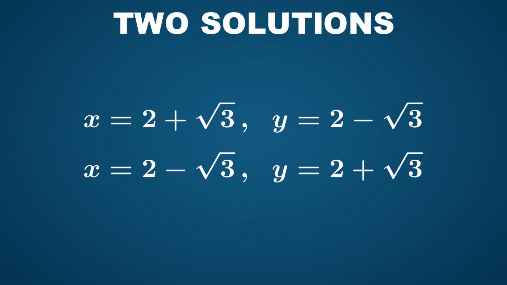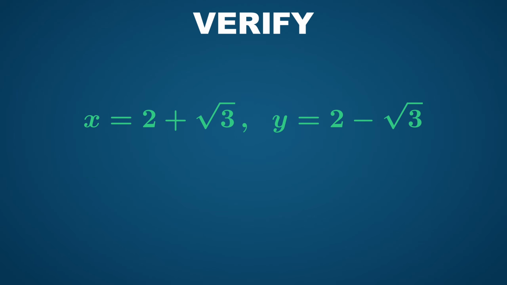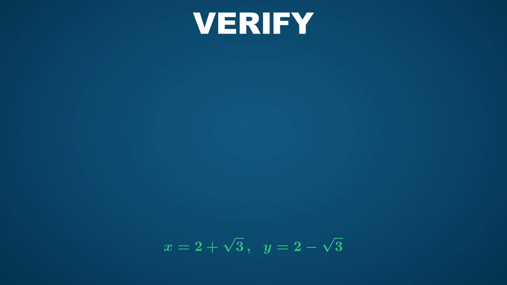We have successfully identified 2 distinct solution pairs. The first complete solution is x equals 2 plus the square root of 3, and y equals 2 minus the square root of 3. The second complete solution is x equals 2 minus the square root of 3, and y equals 2 plus the square root of 3. To guarantee accuracy, we will verify both solution pairs by substituting them back into the original starting equations. We will begin by testing the first solution pair. We take x equals 2 plus the square root of 3 and y equals 2 minus the square root of 3.